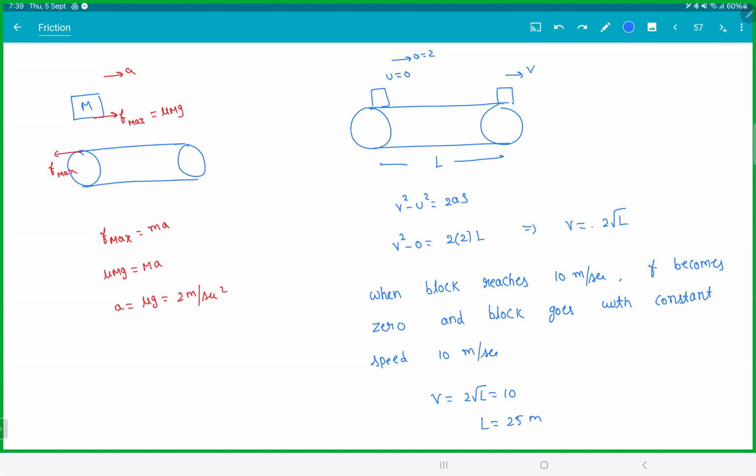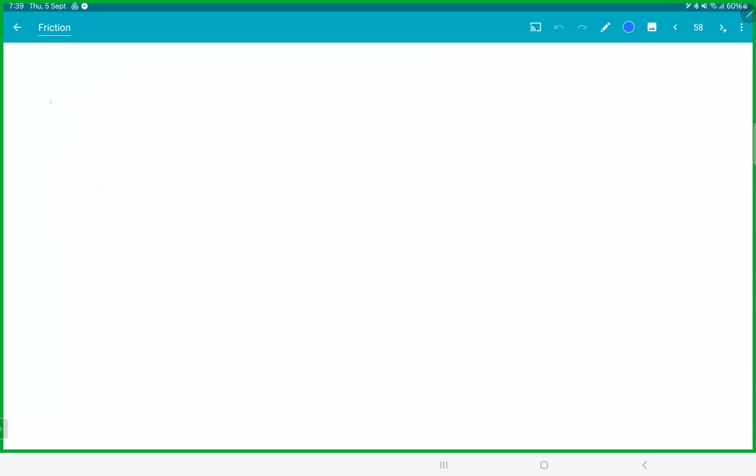Your job as friction was to make sure both are going together. Initially, this was 0 and you were 10, so you helped him. The moment you reach 10, why would you want to help him anymore? Isn't it? So the speed would become V = 2 root L when the length is less than 25 meters, and the speed is 10 meters per second when the length is greater than 25 meters.